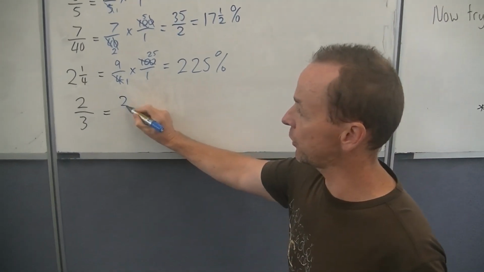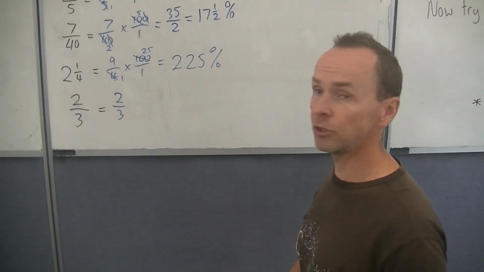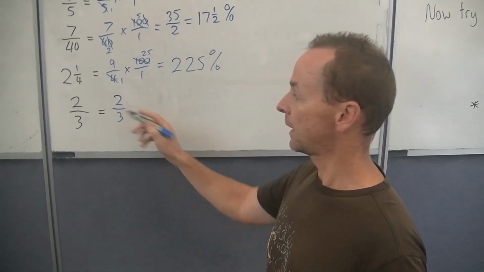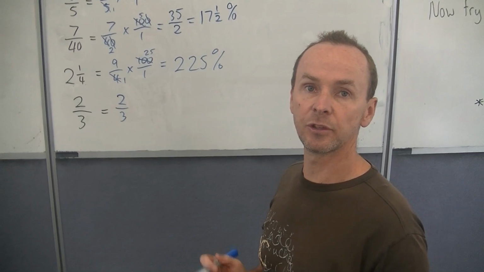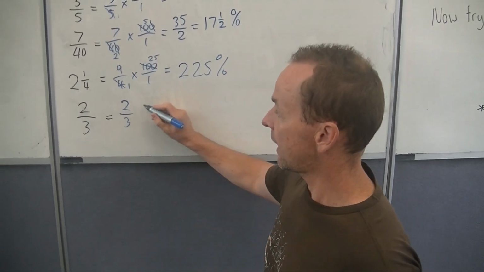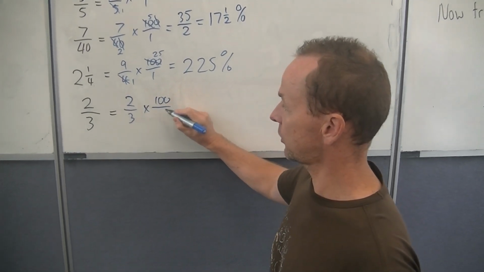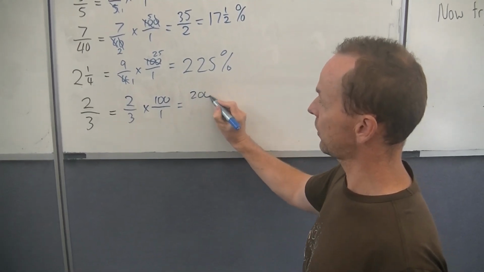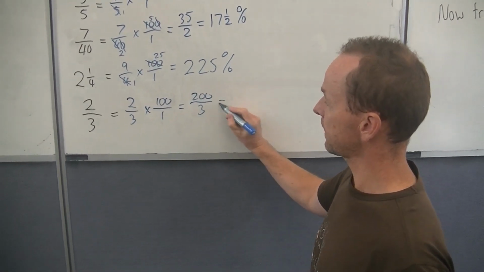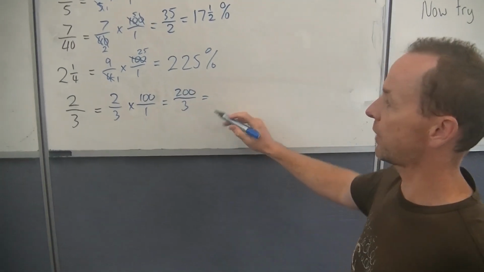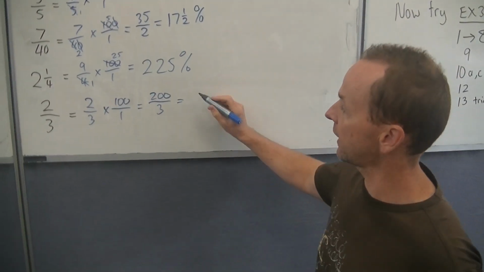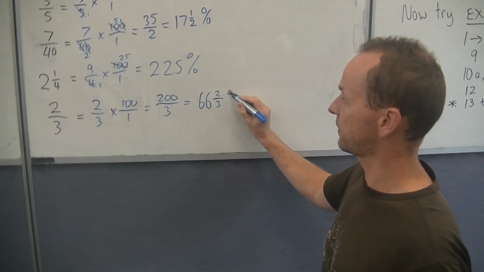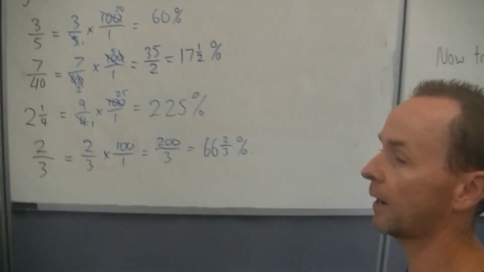And the last one, 2/3 as a percentage. Hopefully you know 1/3 is 33 and a third percent. So 2/3 is 66 and 2/3%. You should know that straight away. But if you didn't, just go times by 100 over 1. Now multiply. That becomes 200 over 3. And 200 over 3, you have to do short division or use a calculator. And you'll get 66 and 2/3%. That's a bit of a trickier one to work out.